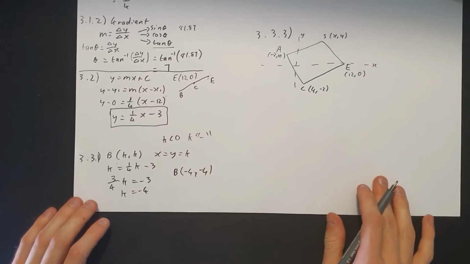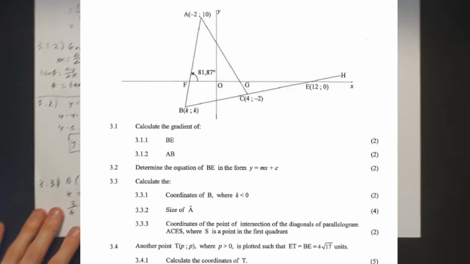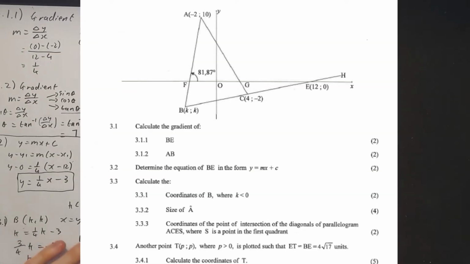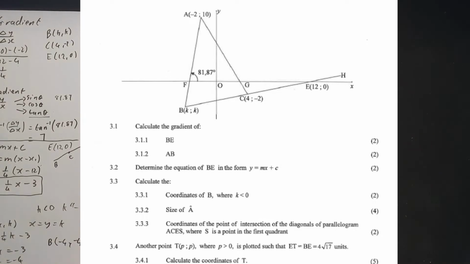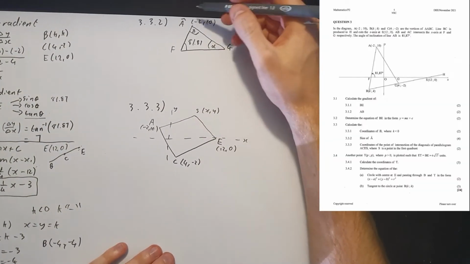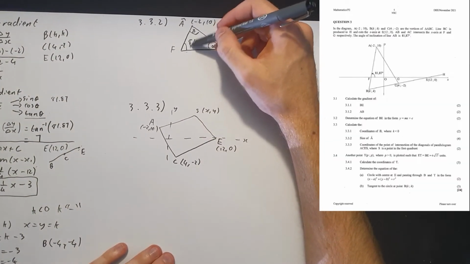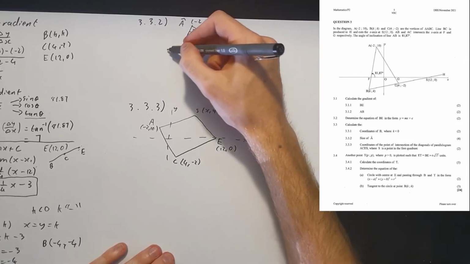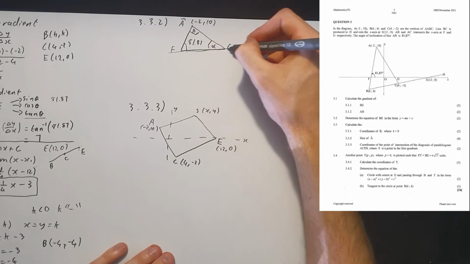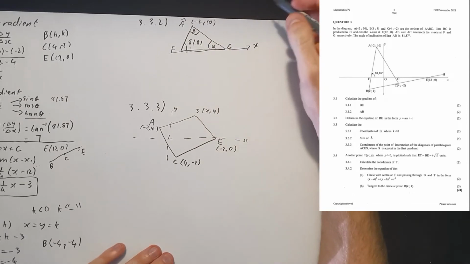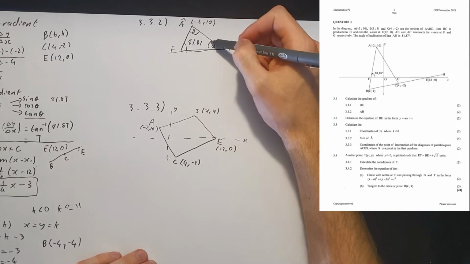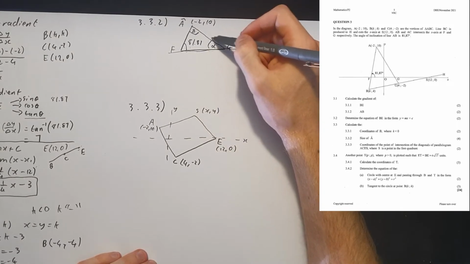Okay, so that's the coordinate for B. Now, 3.3.2 says the size of the angle at A. Okay, so let's have a look here. We have this angle over here. I've redrawn this triangle, if you look at the picture there. This is my x-axis over here, so that's just my x-axis. We have this angle over here. We can determine this angle over here.